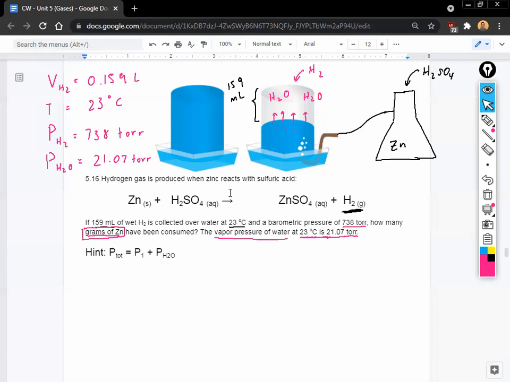Okay, so we have two different pressures. In order to figure out how many grams of H2 are produced, what we have to do is we need to find the pressure of H2. Oh, sorry. I actually made a mistake right here. The barometric pressure is not the pressure of H2, it's the total pressure. I'm sorry about that, guys.